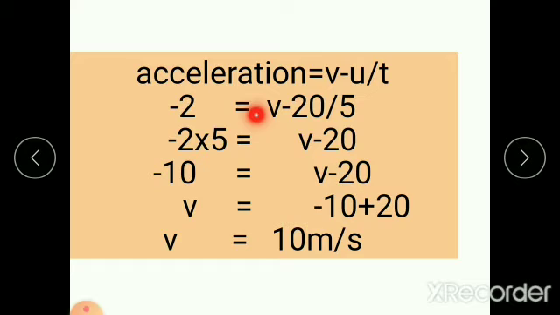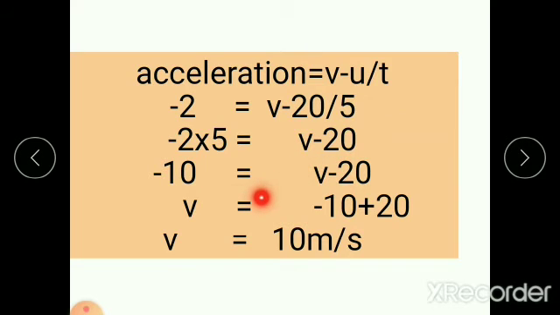Minus 2 is equal to v minus 20. So v is the final velocity. Since you don't know it, keep it as it is, and the initial velocity is 20, divided by time, which is 5. So you have to find out the final velocity. Take this 5 to the other side. Since it is in the denominator, it becomes multiplication. Minus 2 into 5 is equal to v minus 20. So 2 fives are 10, minus 10 is equal to v minus 20, and you want to find out the velocity.